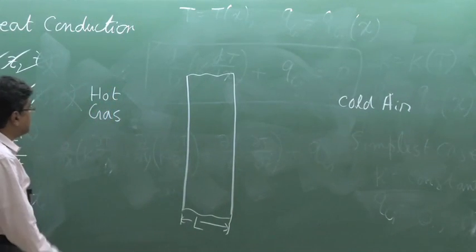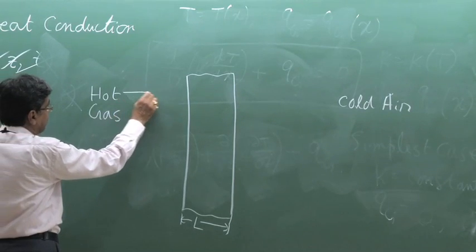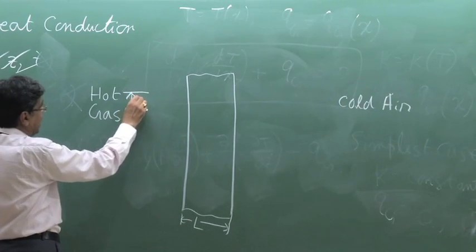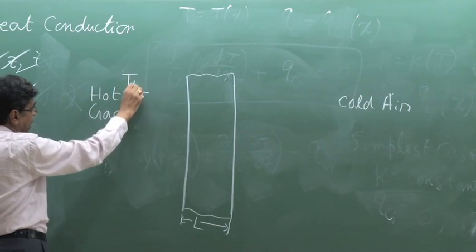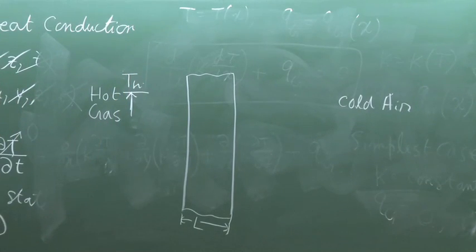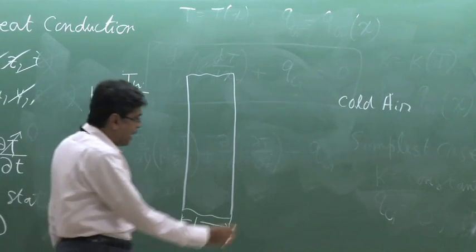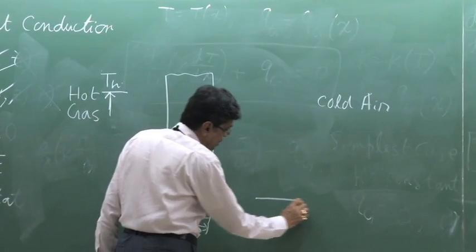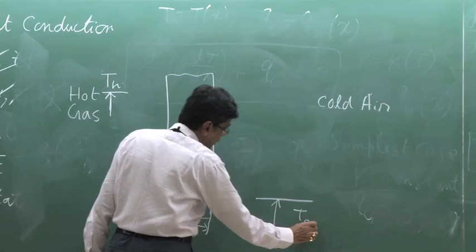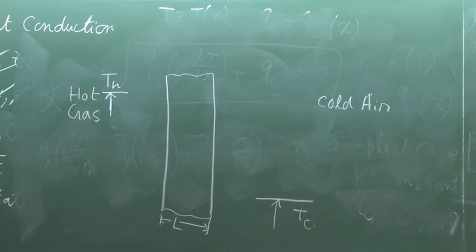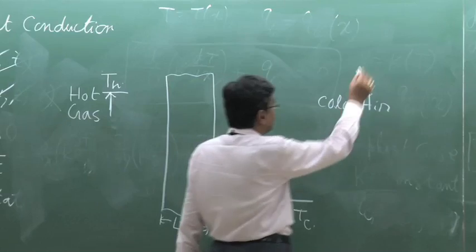And the problem is specified by some temperature. This is the scale I am just showing you in this direction. The hot temperature, that means the temperature of the hot gas TH, and a cold temperature here, cold air temperature from the same datum, TC, TH and TC, and you have to find out what is the value of Q.